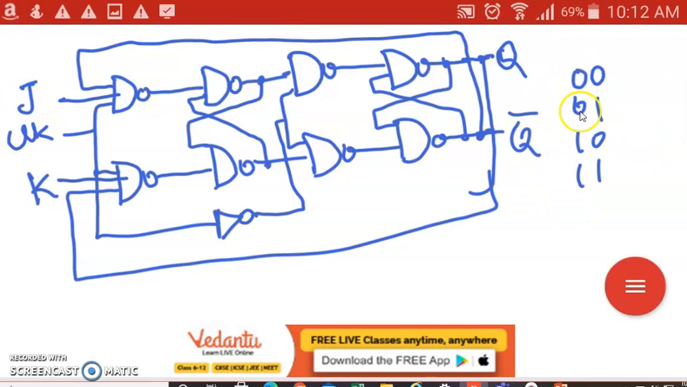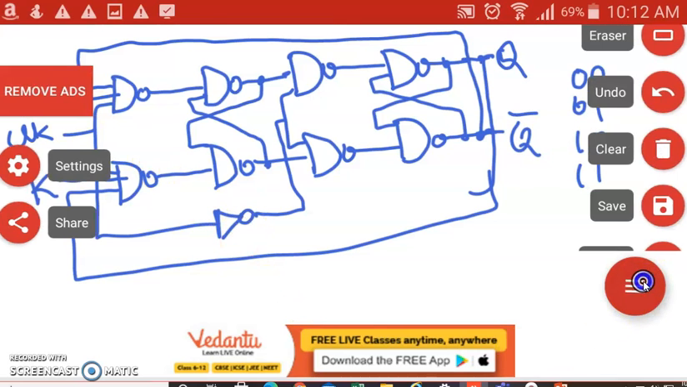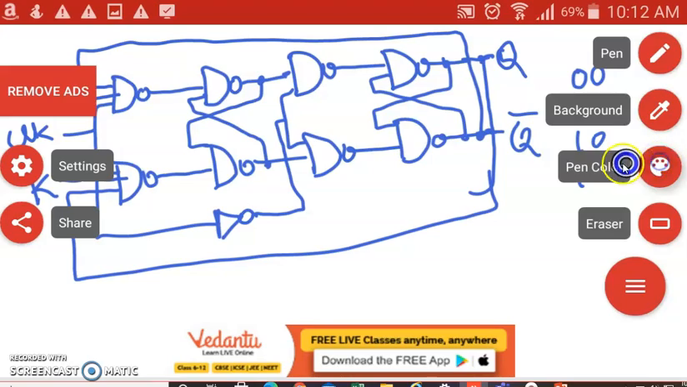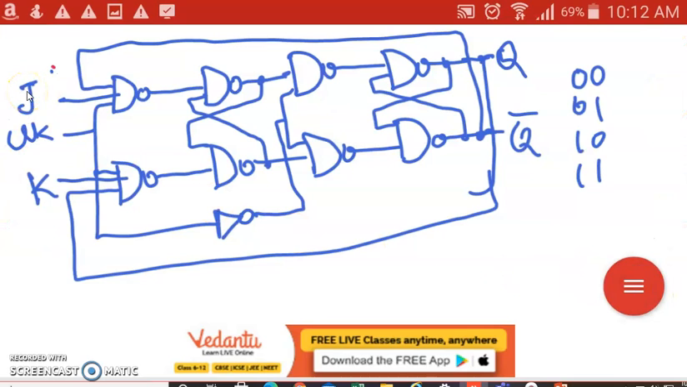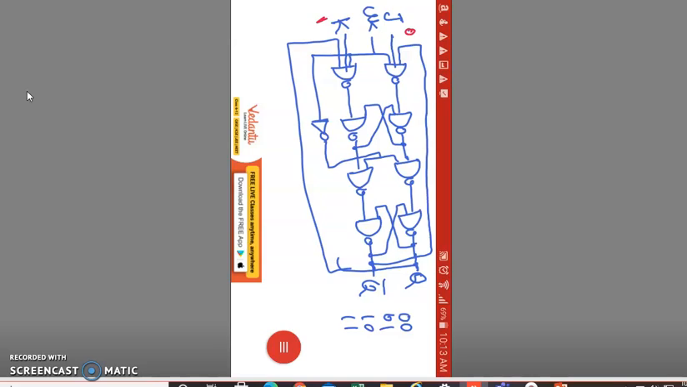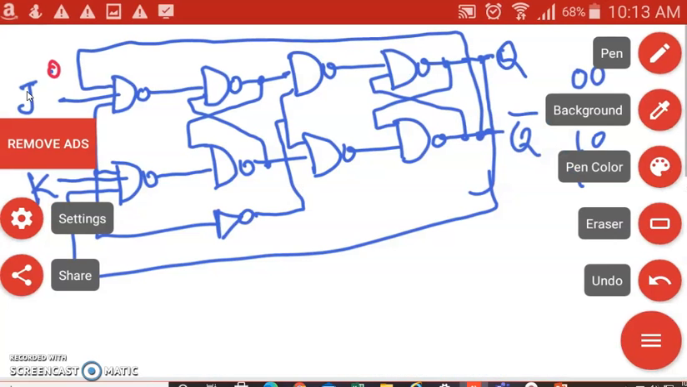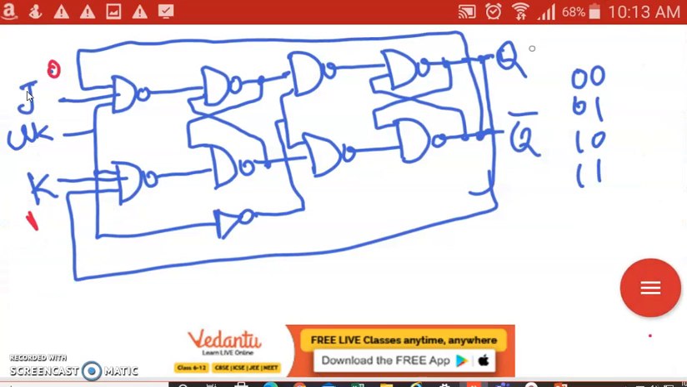So let me look into this 0 1. If my input is 0 and 1, I'll consider some previous state. Since J is 0, it should be reset, correct? No? I'll just make my Q as 1. Sorry. Q is 1, Q bar is 0. Means when J is 0 and K is 1, Q will be 1, Q bar will be 0.